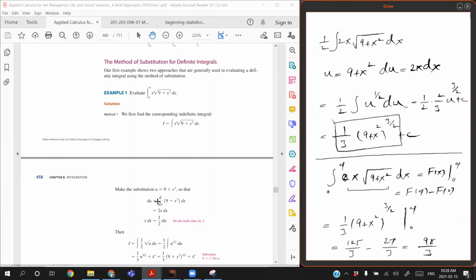Maybe I should explain how I got the 125 over 3. If I plug in 4, I get 25 to the power of 3 over 2, because 16 plus 9 is 25. So how do I simplify 25 to the power of 3 over 2? Notice that this is like having root 25 to the power of 3. That's going to be 5 to the power of 3, so 125. So that's why. Is this clear?